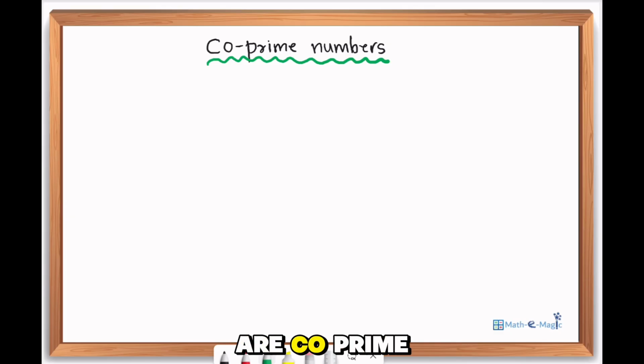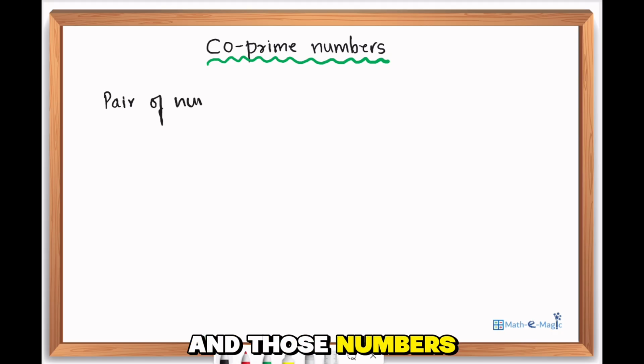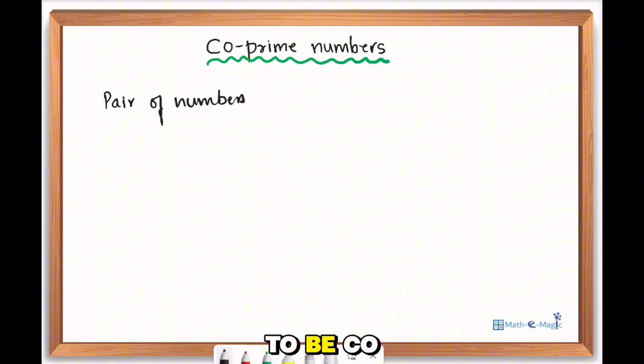So let us look at what are co-prime numbers. So before that, what are prime numbers? We all know what are prime numbers. Prime numbers are numbers which have exactly two factors, one and the number itself. Co-primes are actually a pair of numbers. They are a pair of numbers, and those numbers do not have any common factor among them other than 1.